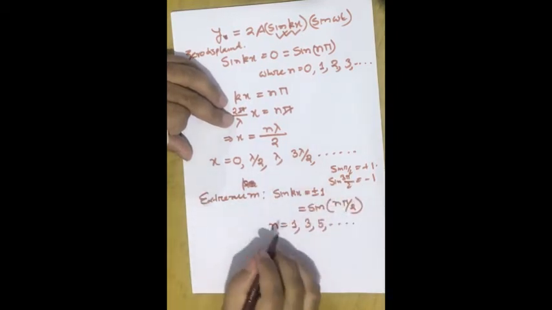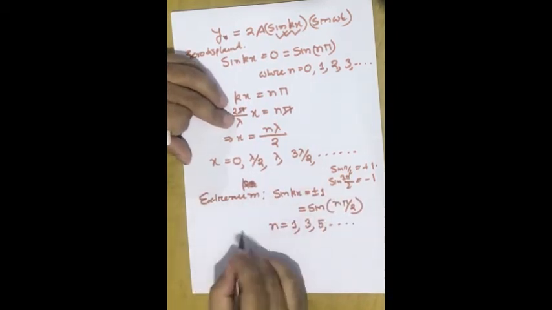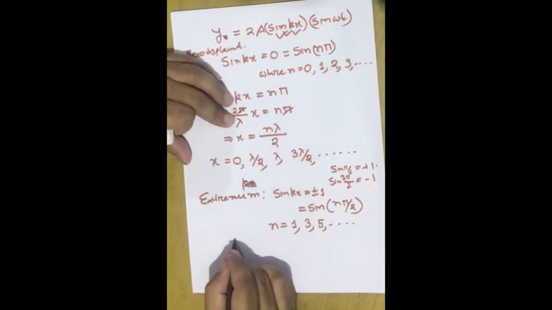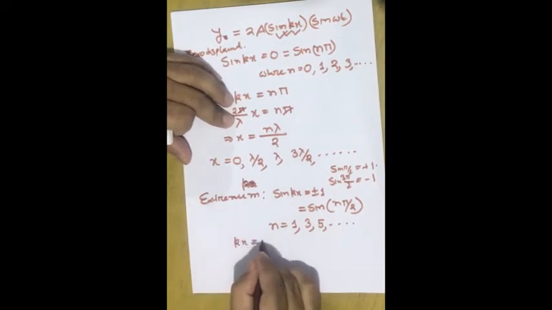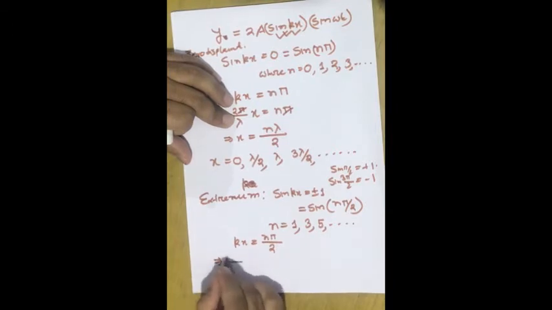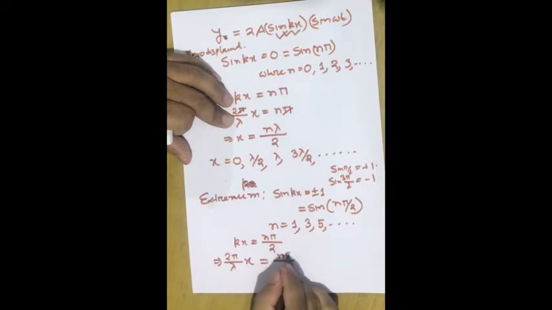Okay, so we can now write kx is equal to n pi by 2, and k is equal to, as always, 2 pi divided by lambda, so 2 pi by lambda times x is equal to n pi divided by 2. Okay, so this pi gets cancelled out, then x is equal to n lambda by 4.